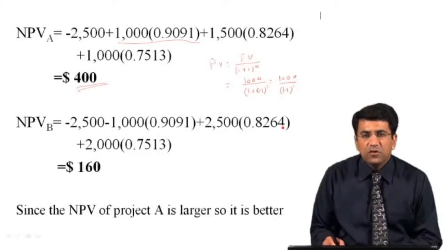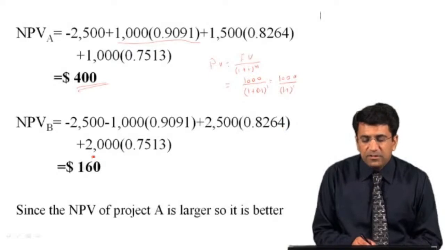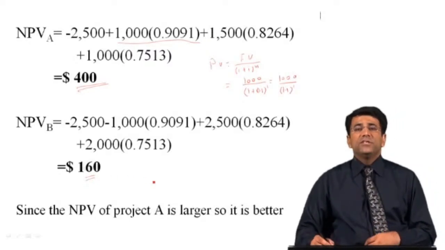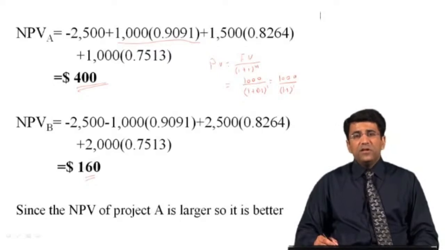Similarly, the next amount will be discounted for 2 years, and the next amount will be discounted for 3 years, and if we add up all of these values, we get the net present value for project B equal to 160. In this way, students, we can calculate the net present value for different projects, and now we have to decide which project is the best. As you can see, the net present value for project A is greater than the net present value for project B, and those projects whose net present value is greater are always preferred.